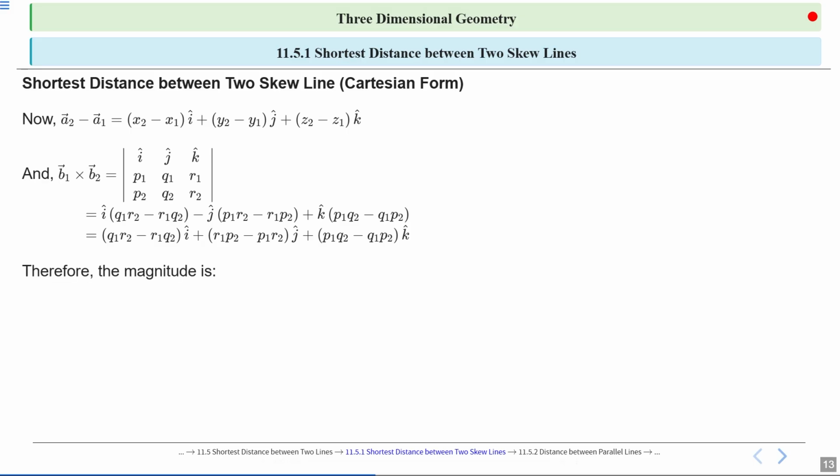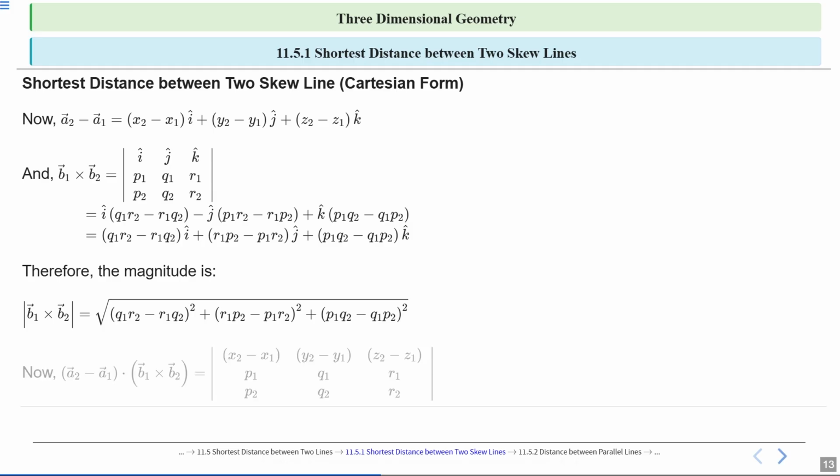Therefore, the magnitude of B1 vector cross B2 vector will be equal to root over (Q1 R2 minus R1 Q2) whole square plus (R1 P2 minus P1 R2) whole square plus (P1 Q2 minus Q1 P2) whole square. Now A2 vector minus A1 vector dot B1 vector cross B2 vector will be the determinant of x2 minus x1, y2 minus y1, z2 minus z1, P1 Q1 R1, P2 Q2 R2.